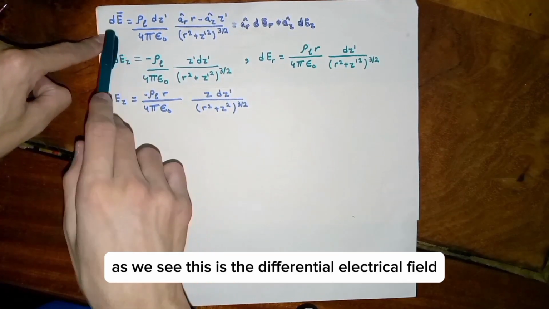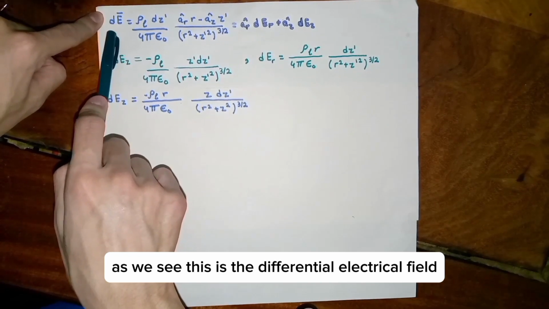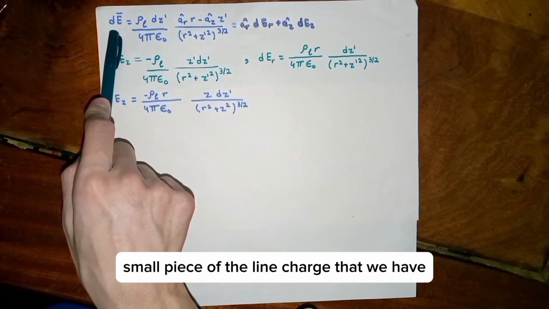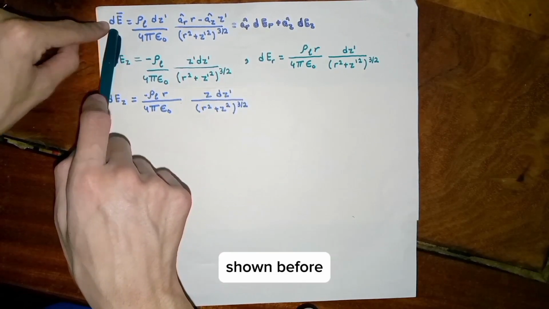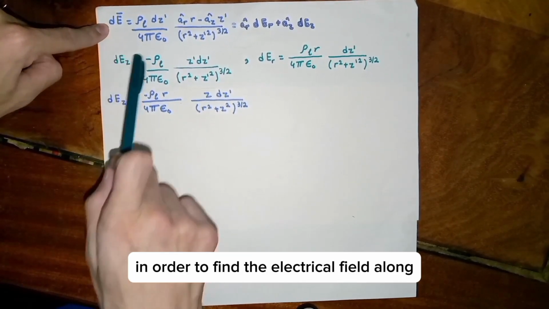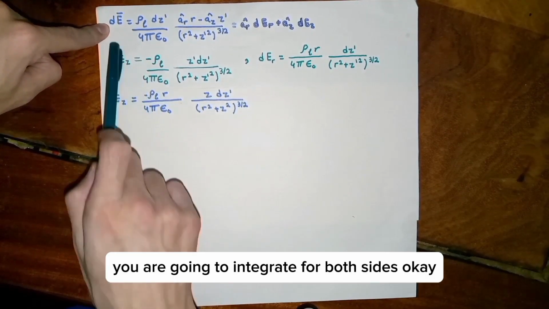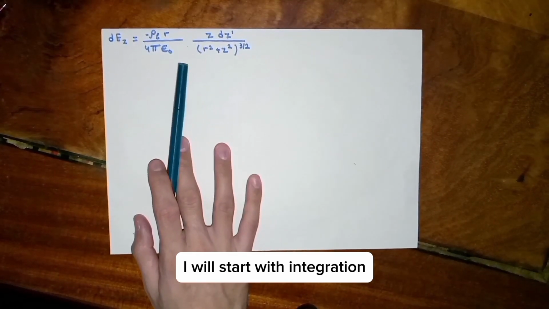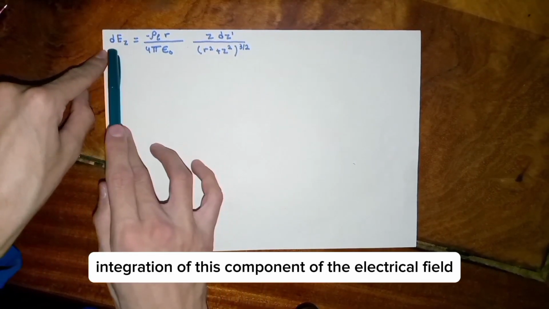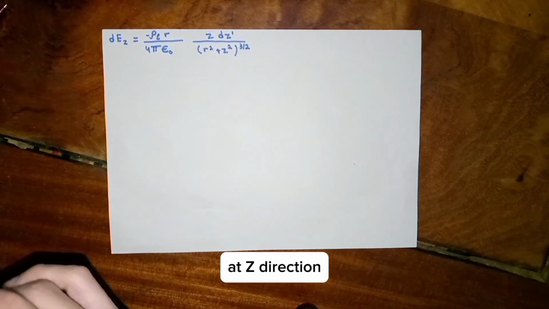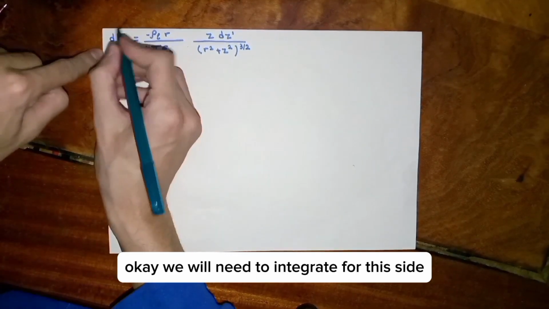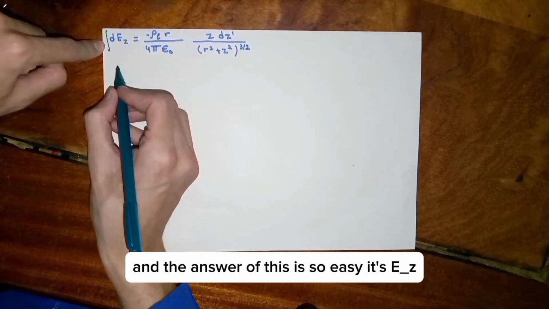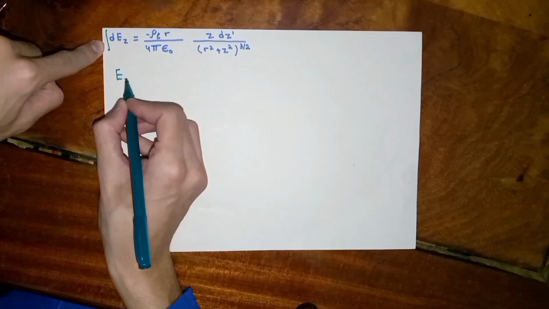As we see, this is the differential electrical field, or the electrical field for this small piece of the line charge that we have shown before. In order to find the electrical field along this whole line, we are going to integrate both sides. I will start with the integration of this component of the electrical field in the z direction. We will integrate this side, and the answer is easy: it's E sub z.